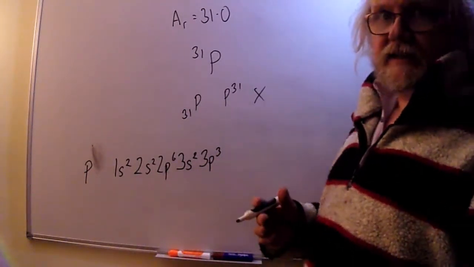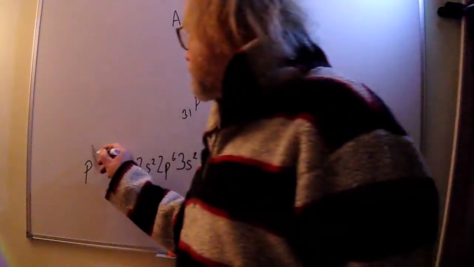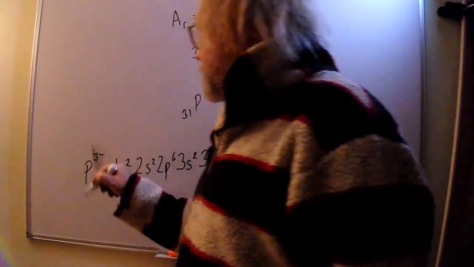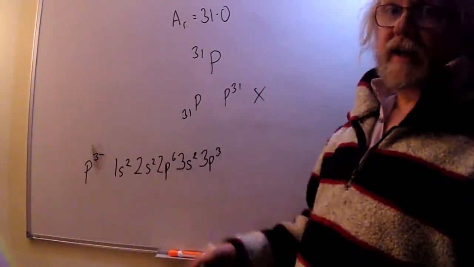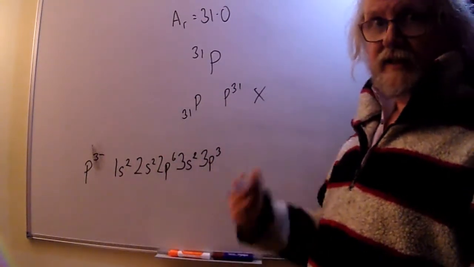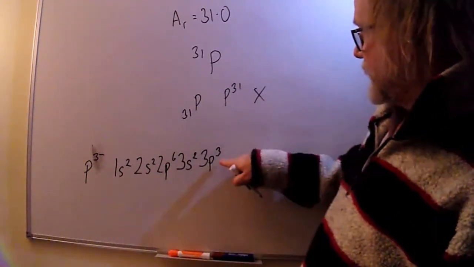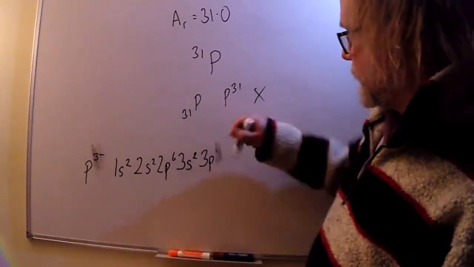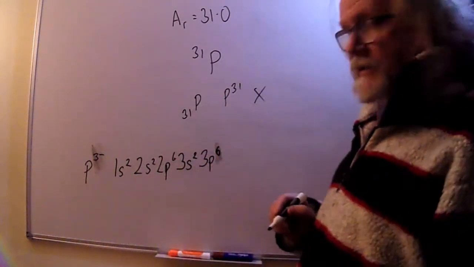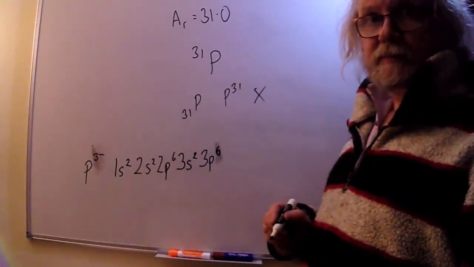Now that would be a phosphorus atom, but remember we were asked for P3-. So remembering that an electron is a negatively charged thing, 3- means it has 3 extra negative charges, 3 extra electrons. So we just add 3 more into that 3p subshell, and that becomes 3p6, and that's your answer.